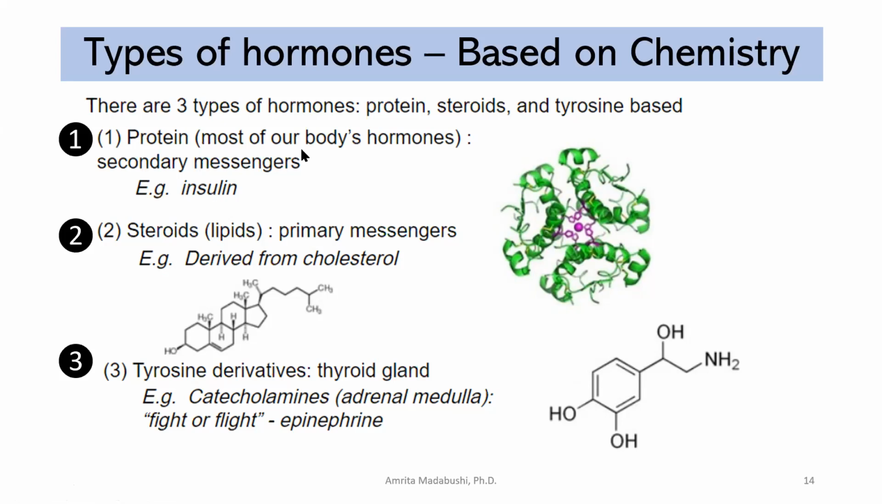So what you see on the figure here, just clarifying, the first one is for proteins. This kind of structure is always a protein structure. The second one, the structure is shown here. And the third one is tyrosine derivatives. These are produced by the thyroid gland, and we will talk about them. They are fight or flight kind of hormones, like epinephrine. So these are the three different types of hormones based on the chemistry. Not everything is a lipid, not everything is a protein, or just amino acid based. There are three different varieties.